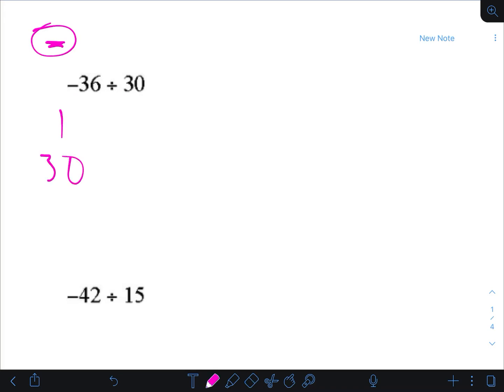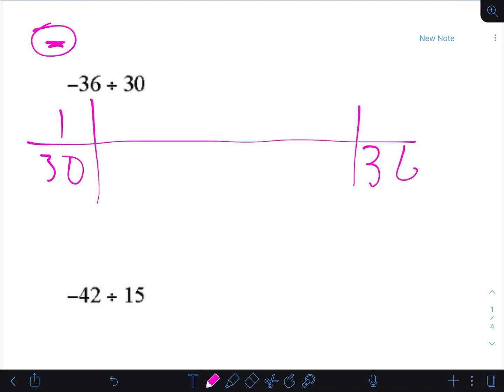So we have 1 over 30, and our goal is to get 36. And you're like, okay, well, I'm really close, you know? Like, how far am I really away? I'm 30, and I want 36. Well, it's just 6 away. So if I get 6, I'm going to be golden.